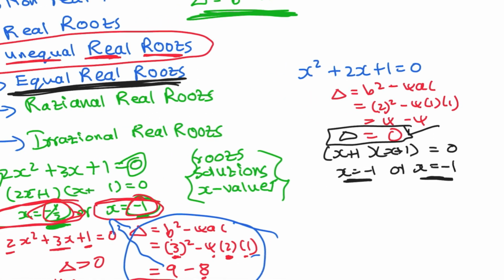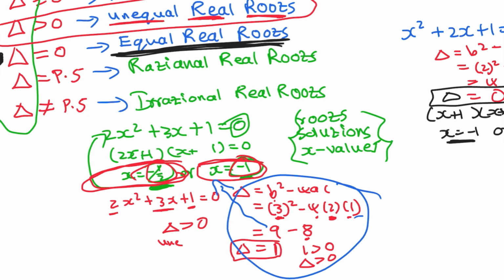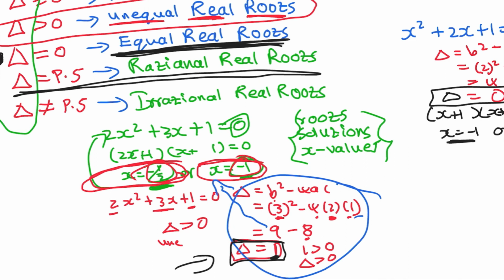Now that you understand delta, even when it comes to perfect squares, let's go back to that example I was doing. We found that our delta was exactly 1. 1 is a perfect square because the square root of 1 is 1, which means I expect my roots to be rational real roots. When you look at the answers here, this number is a rational number because it's -1/2, and this one is -1, which is also a rational number. So my solutions are rational.